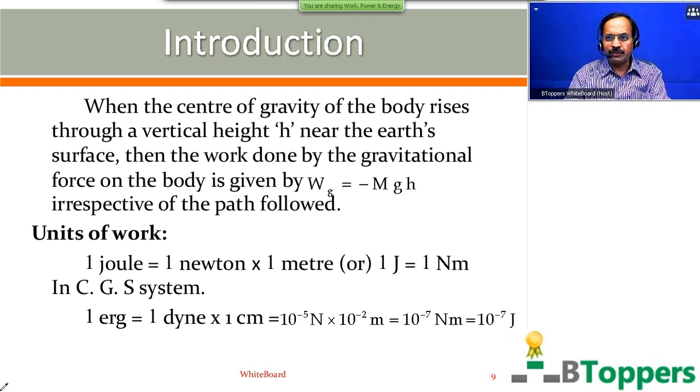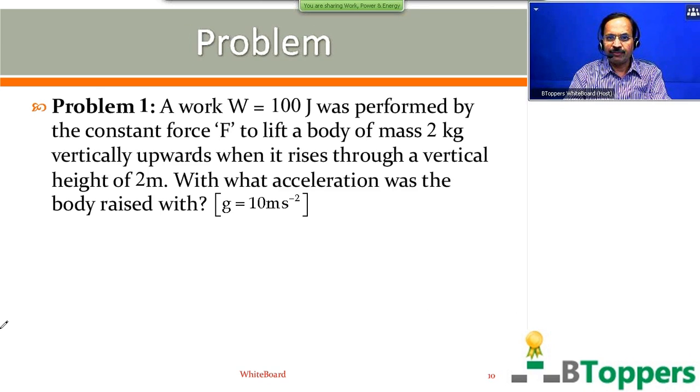So next I would like to discuss one problem before I discuss the term power. Look at the problem on the screen. A work W equal to 100 joule was performed by a constant force F to lift a body of mass 2 kg vertically upwards when it rises through a vertical height of 2 meters. With what acceleration was the body raised? Take g as 10 meter per second square.